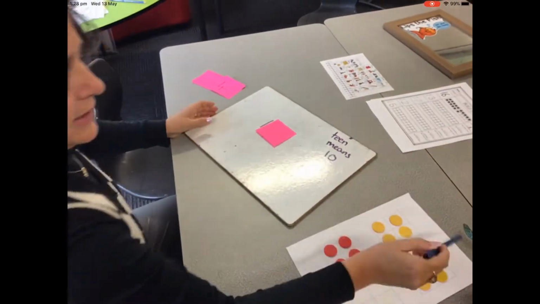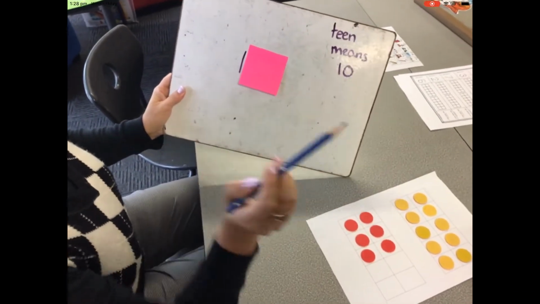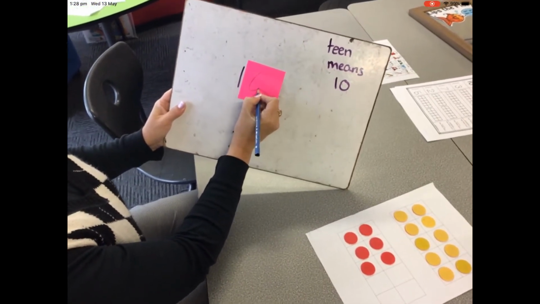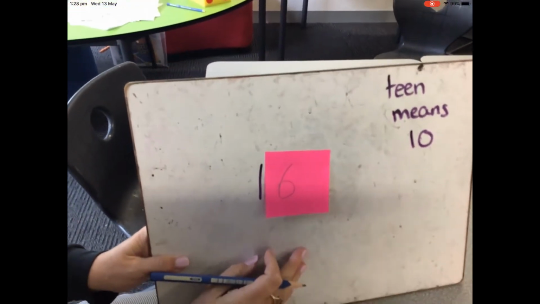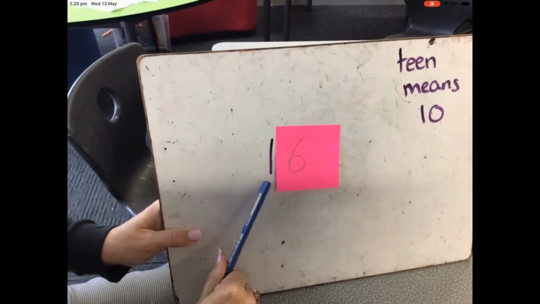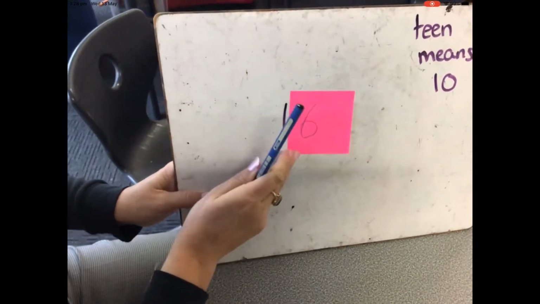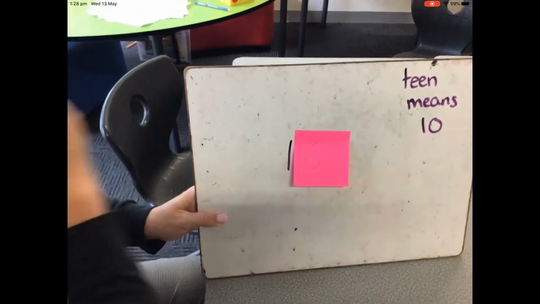We know there's a 10 because we've got that 10. We know there's a 10 in a teen number. And I've got 6 ones, so this is where the ones go. So it's going to be 16. And that's how you write 16. And there's always, as I said, always that 10 hiding underneath in every teen number because teen means 10.